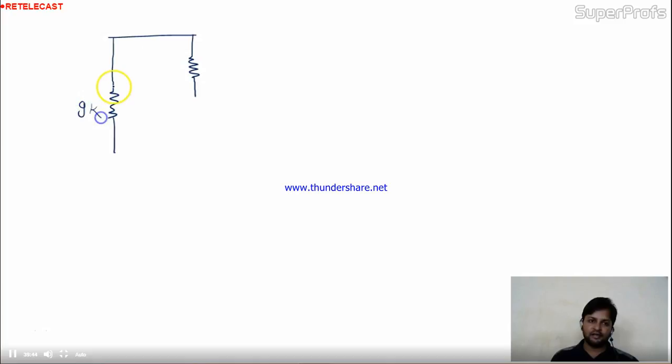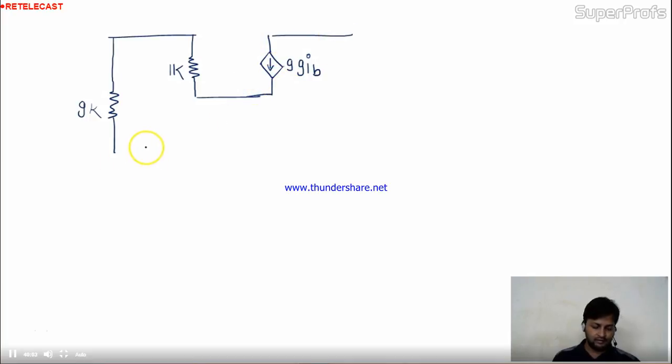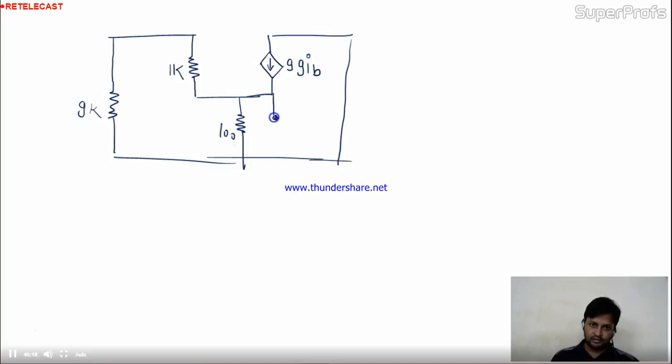This is 9K and this is 1K. Here we have 99 IB. Okay, fine. This 99 IB is connected over here, and in between point 1 and 2 I'm having 100 ohm. Here the point, or I can say the terminal, is 1 and 2.